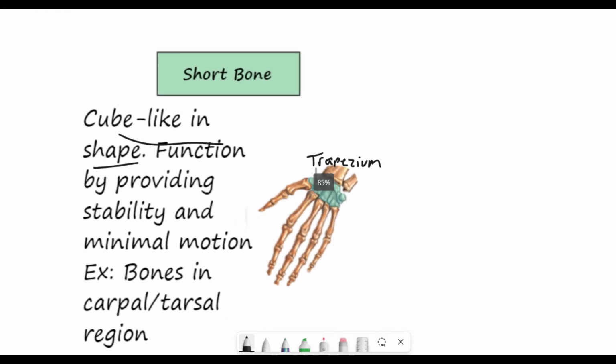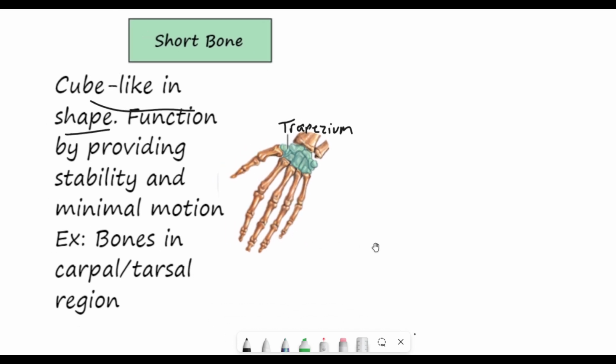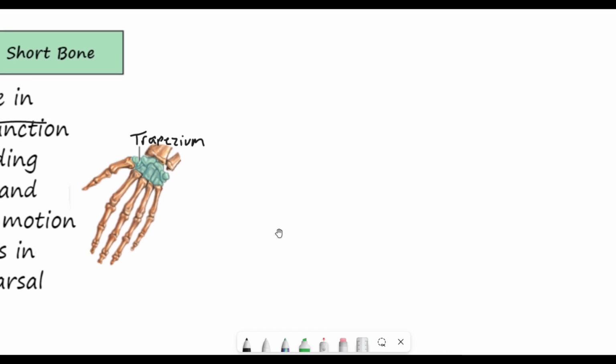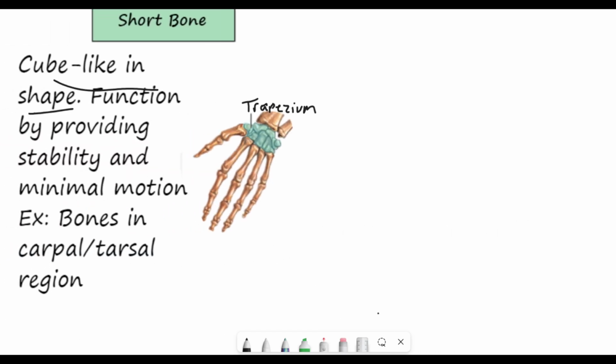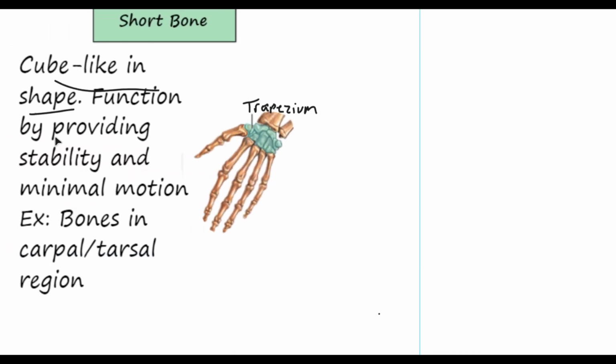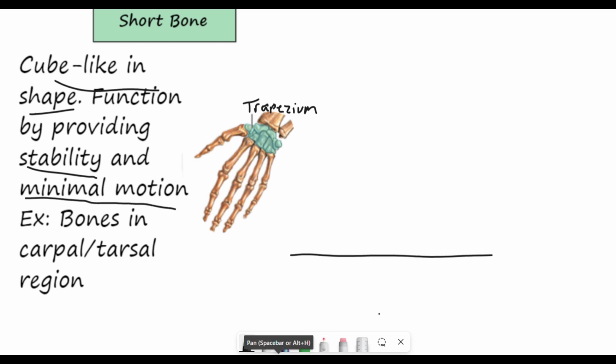Same thing with your tarsal bones. The calcaneus, your navicular bone, the talus, all those are going to be short bones. And they function by providing stability and minimal motion. So next one, whoops.